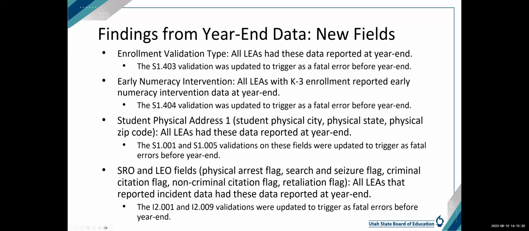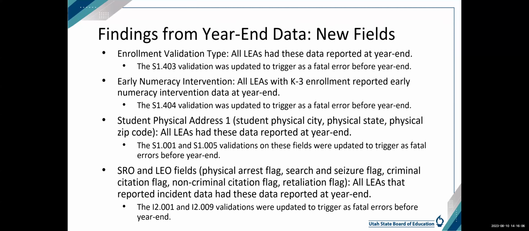So some of the findings from the year-end data that our team looked at, and specifically the new fields. So enrollment validation type, we found that all LEAs had these data reported at year-end, and the S1 403 validation was updated to trigger as a fatal error before year-end. For early numeracy intervention, all LEAs with K through 3 enrollment reported early numeracy intervention data at year end, and this validation was also updated to trigger as a fatal error before year end.